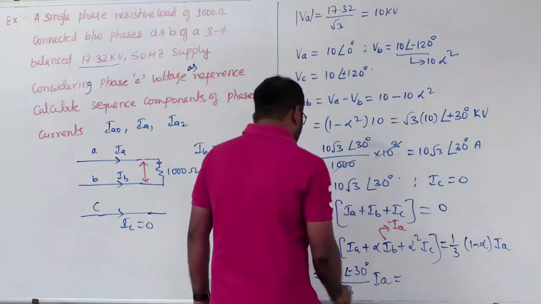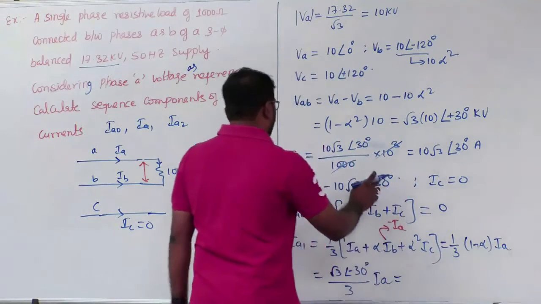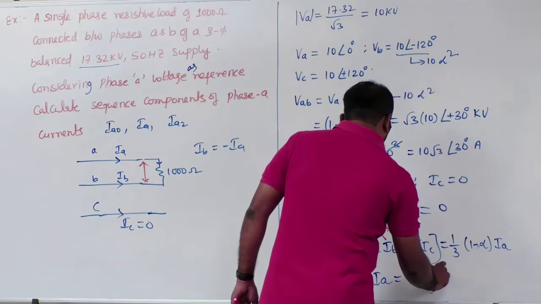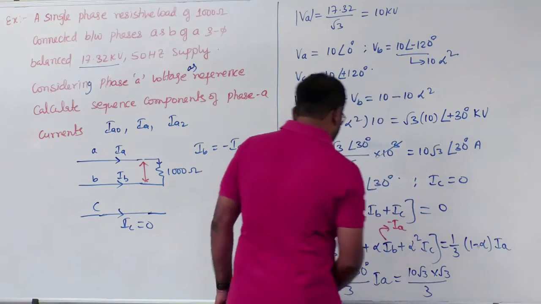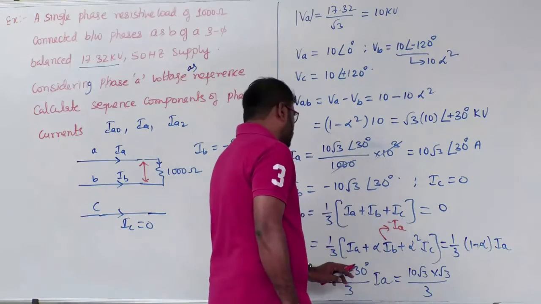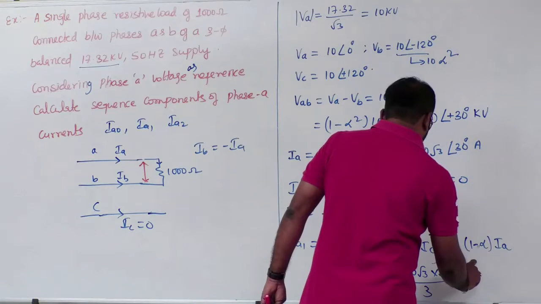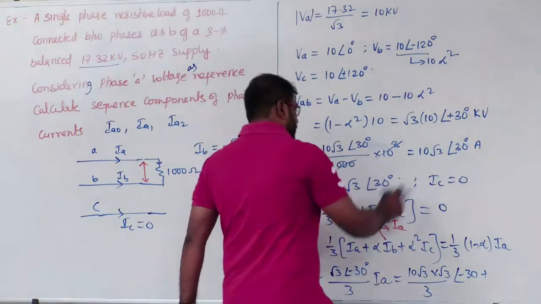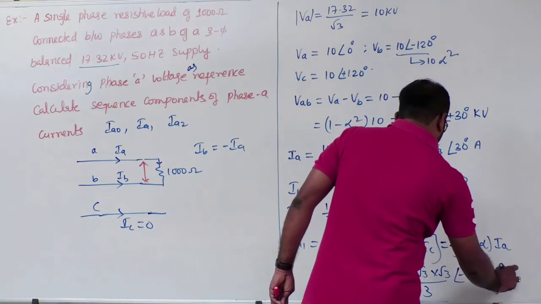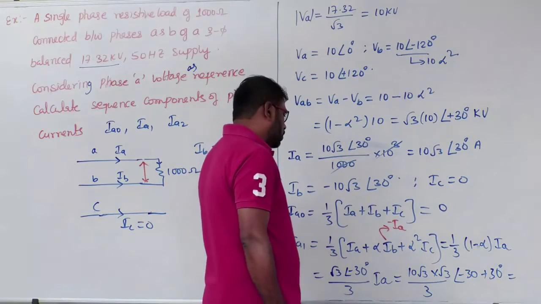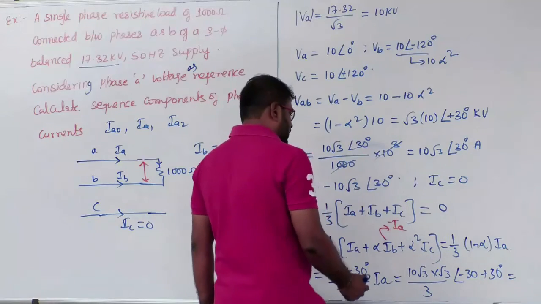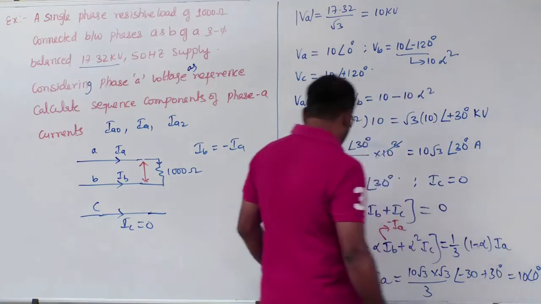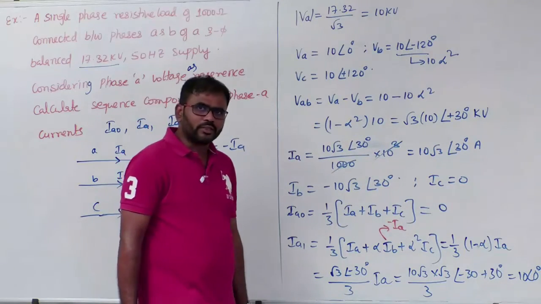So if I substitute the IA value, IA is what? 10 root 3 at an angle 30. 10 root 3 into root 3 by 3, I am just multiplying, and minus 30 and plus 30. Minus 30 is there here, and what about this? Plus 30. So from this what I can write? IA1 equal to, root 3 and 3 get cancelled. Finally it is 10 at an angle 0 degrees. IA1 is 10 at an angle 0 degrees.